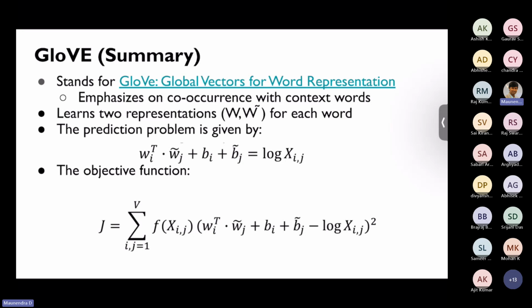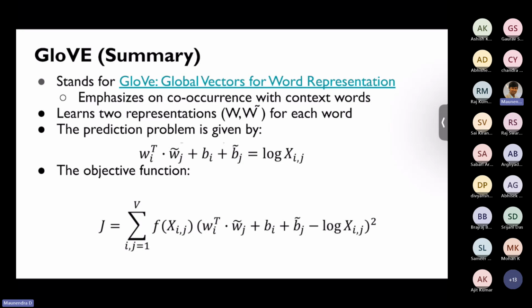Suppose we have two words i and j, and based on our collection, we will compute Xij, which denotes how many times they are co-occurring together. Now, this Xij we will try to model using some latent vectors.